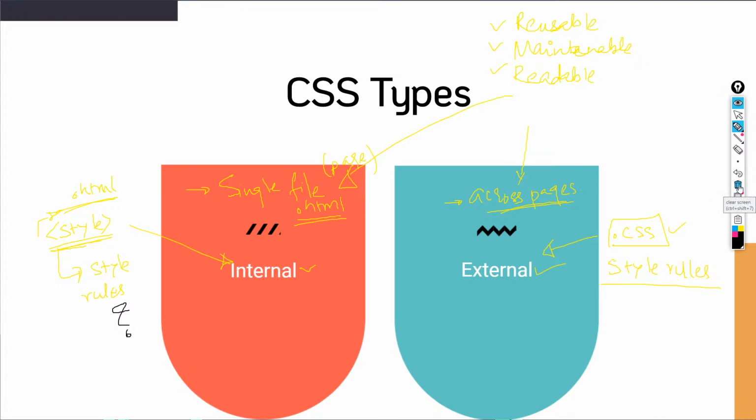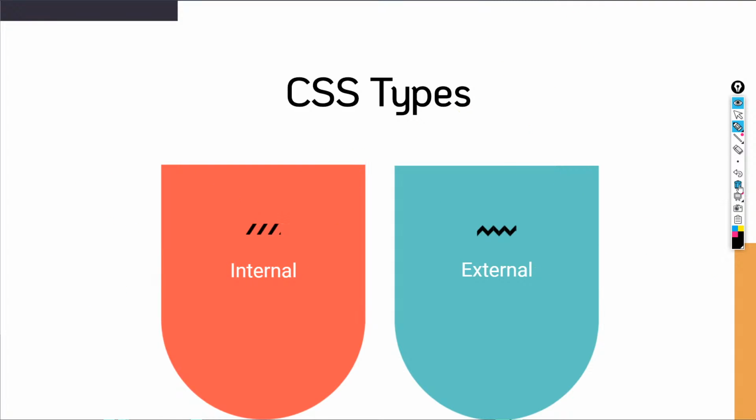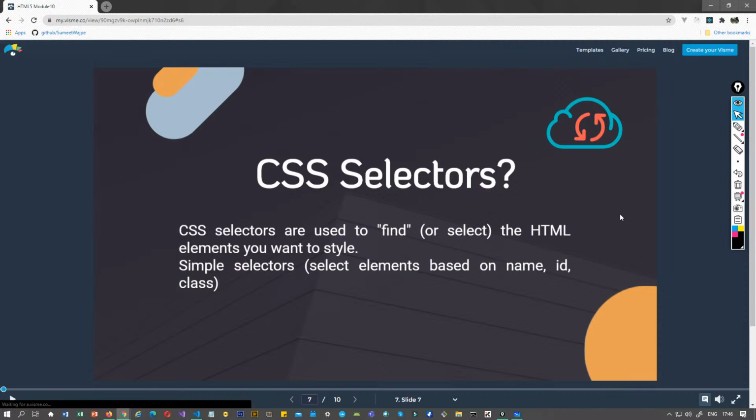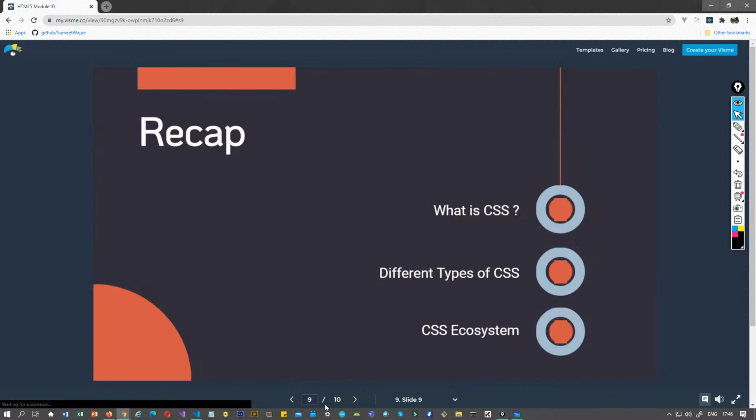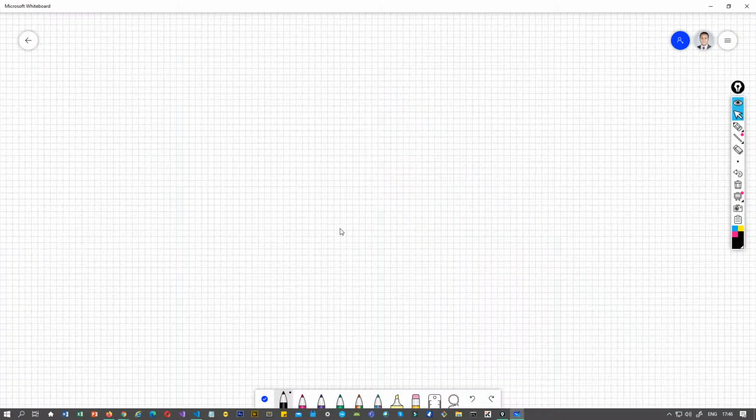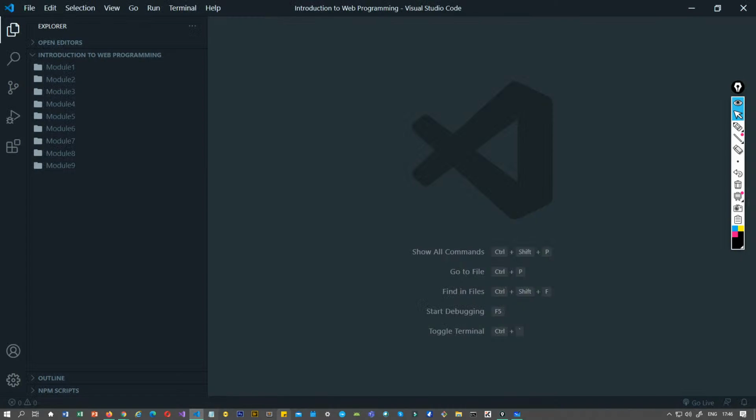Now, before we move on to the selectors, let's understand how we make use of an internal style sheet, and also make sure that we are implementing these CSS selectors in our application. So let's understand that. Now let's go back and see how we work with CSS. So I'm going to create a new folder.